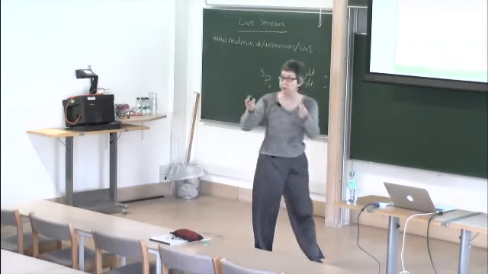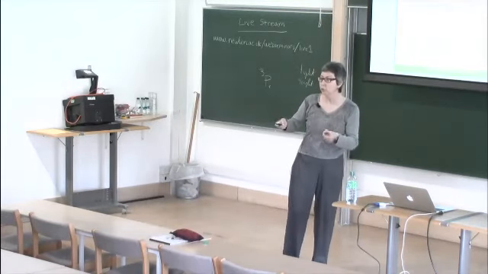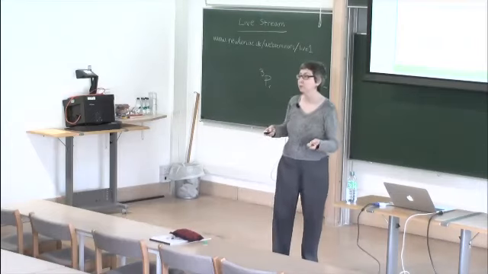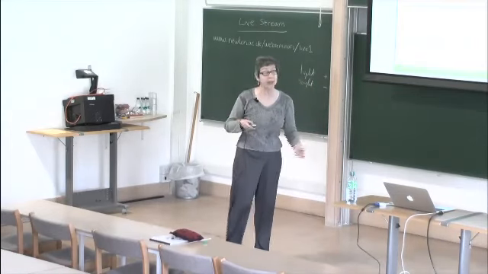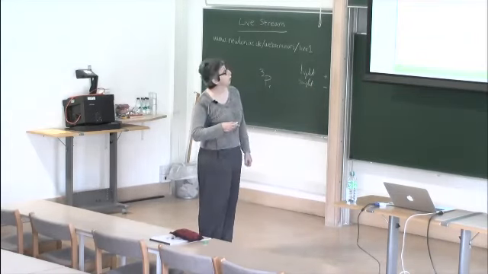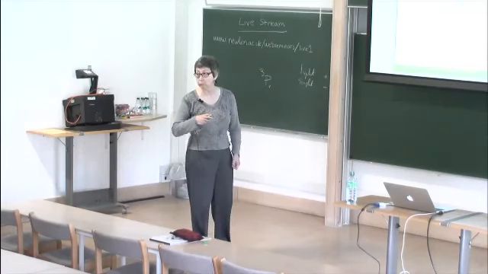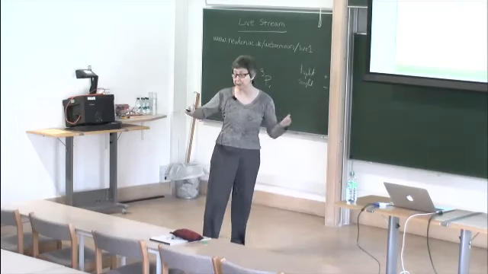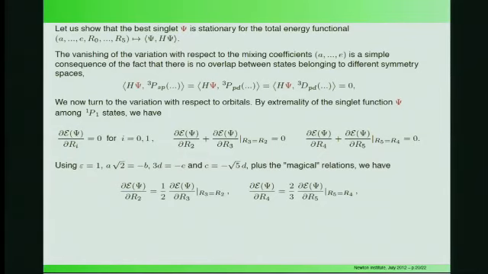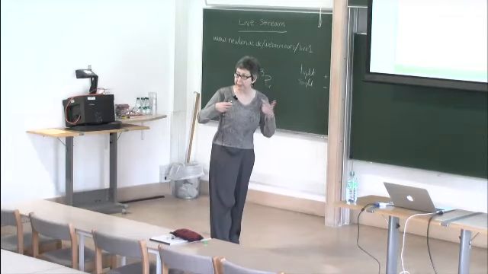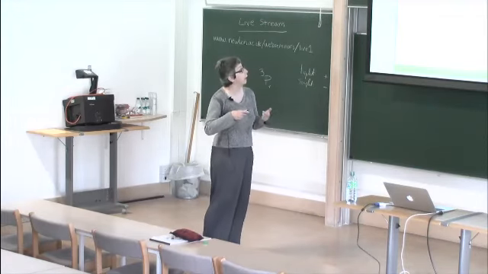So this is just an observation, but this observation is vital to prove that this guy is stationary for the energy. How does it come into play? Well, it comes in the following way. What I have is an energy, and I have some variational parameters, the radial functions and the coefficients of the linear combination of the configurations. And so if I want to see that the singlet P, the minimal one, is a stationary point, what I want to see is that the derivatives of this energy with respect to all the variational parameters are equal to 0.